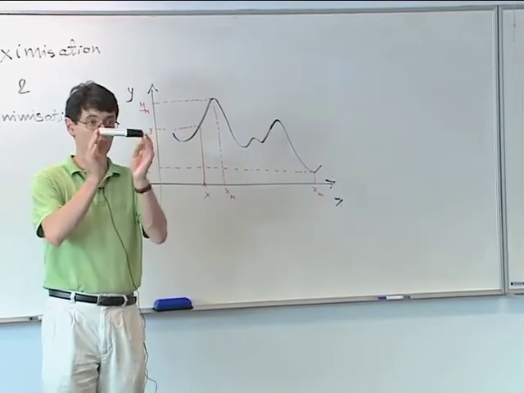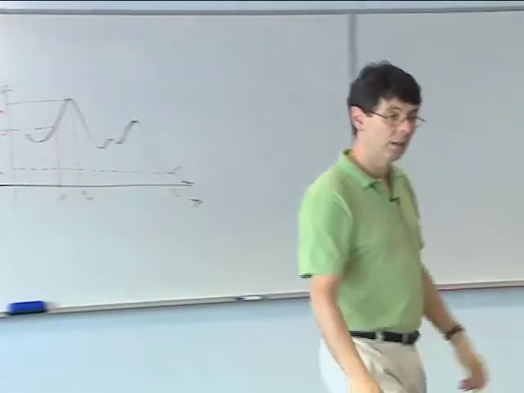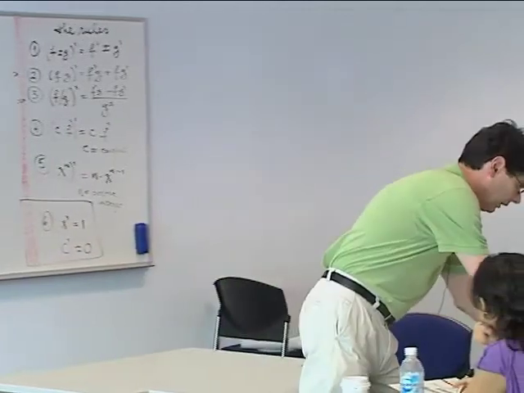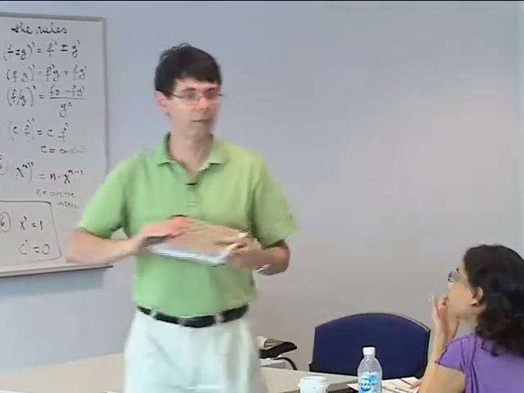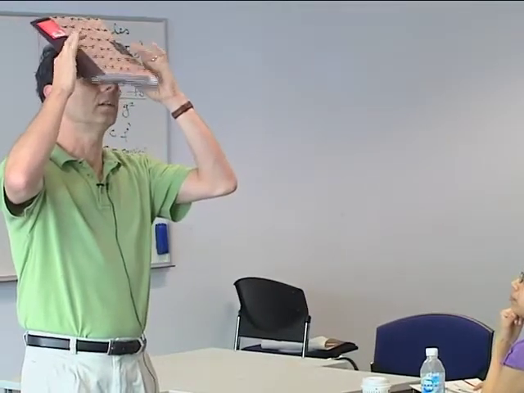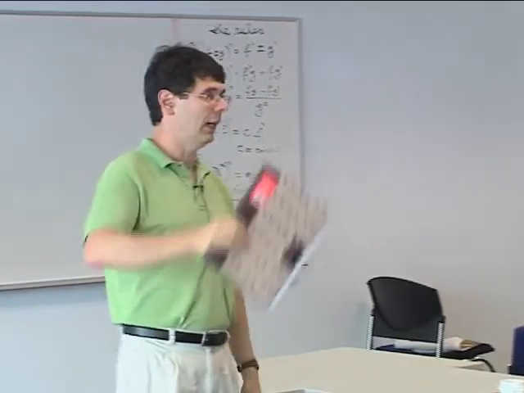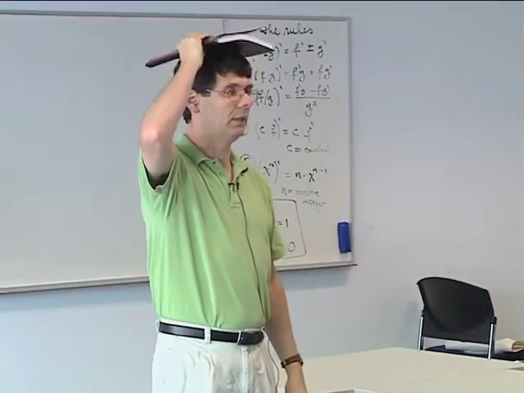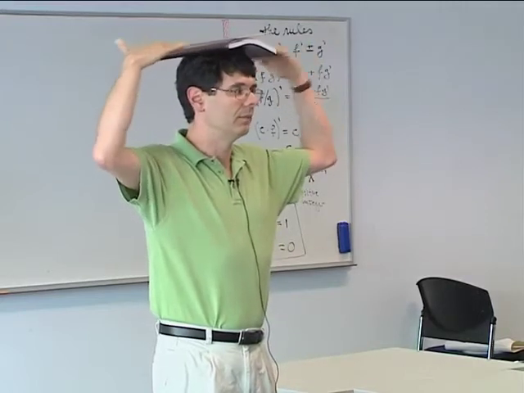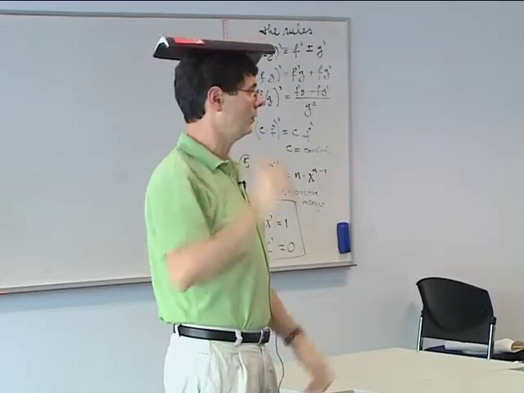Because the slope is horizontal. If you doubt it, can I have your book? Try to balance a book on your head. If you try to balance here, it's going to fall because it's sloping, right? You need to balance exactly at the top where the slope is 0. It's the max.